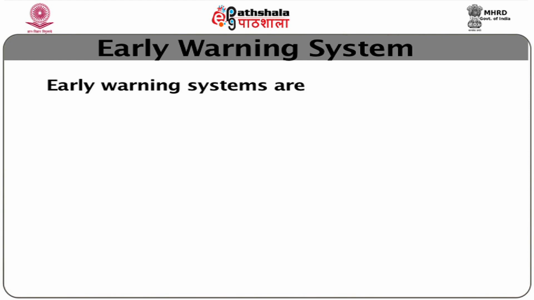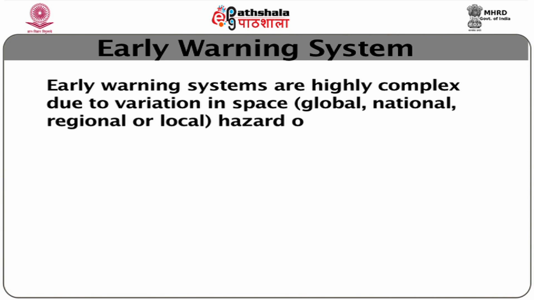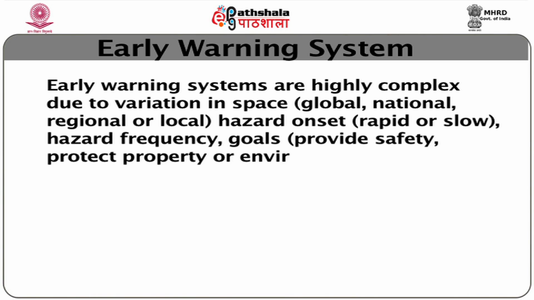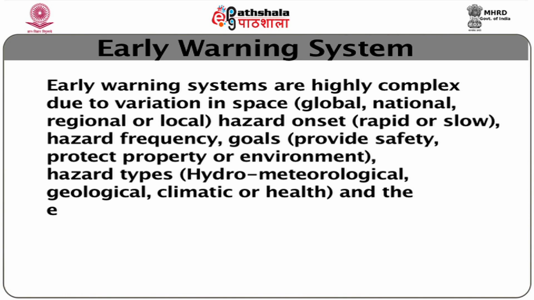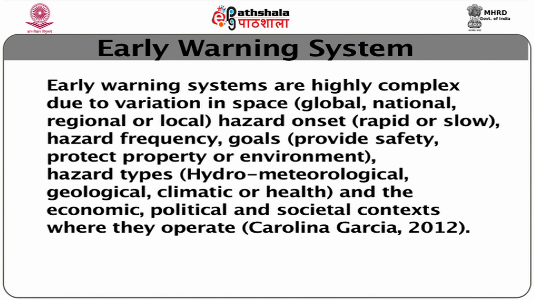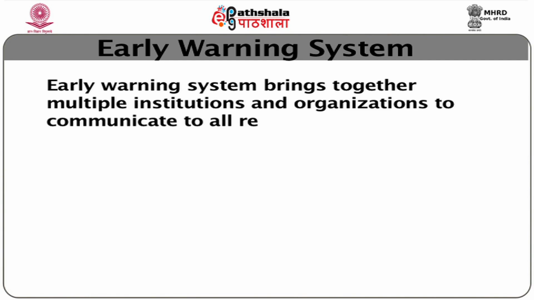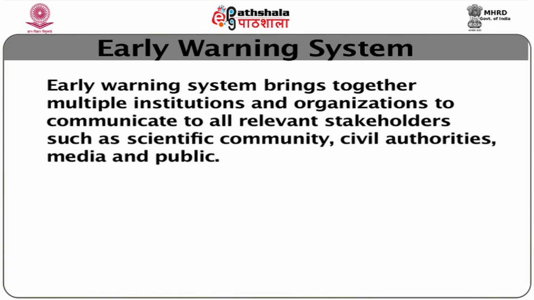Early warning systems are highly complex due to variation in space, that is global, national, regional, or local, hazard onset, that is rapid or slow, hazard frequency, goals, that is provide safety, protect property or environment, hazard types, that is hydrometeorological, geological, climatic or health, and the economic, political and societal context where they operate, according to Carolina Garcia 2012. Early warning system brings together multiple institutions and organizations to communicate to all relevant stakeholders such as scientific community, civil authorities, media and public.